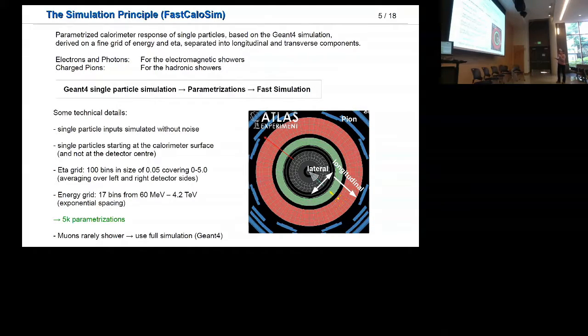Our single particles are simulated without any calorimeter noise. They start at the calorimeter surface. We have 100 bins in eta, 17 bins of energy covering each range of energy. So we're talking about roughly 5,000 parameterizations.